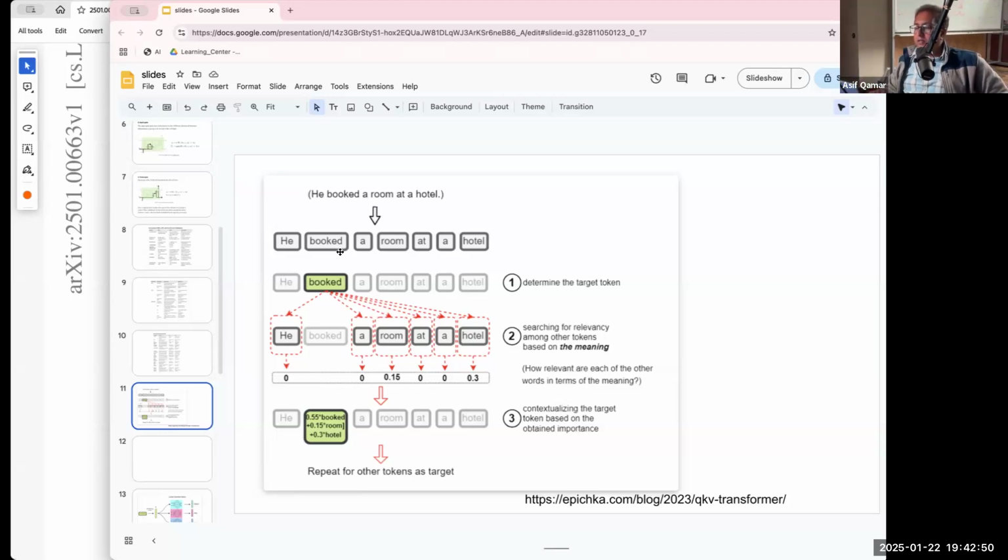So for example, in this example, he booked a room at a hotel, right? Let's say that our focus, what we call the target token, is booked. Now, how do we conclude how the token booked is, in terms of importance, related to all other words? That is the foundation of the attention mechanism.